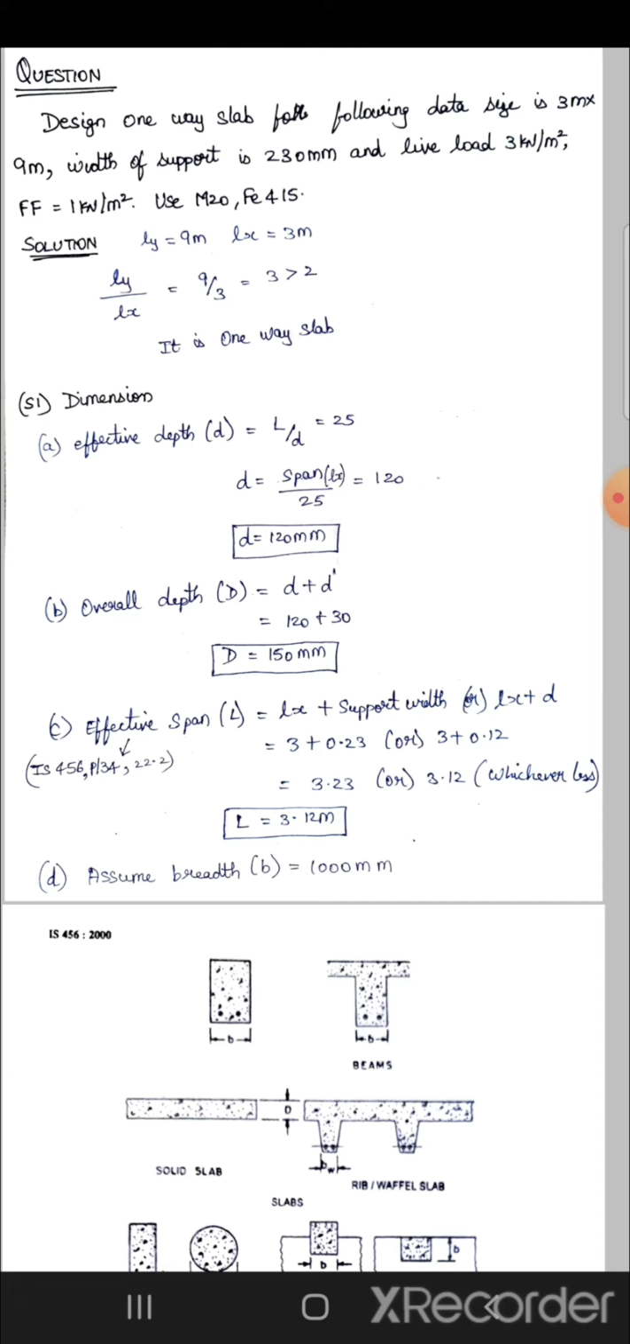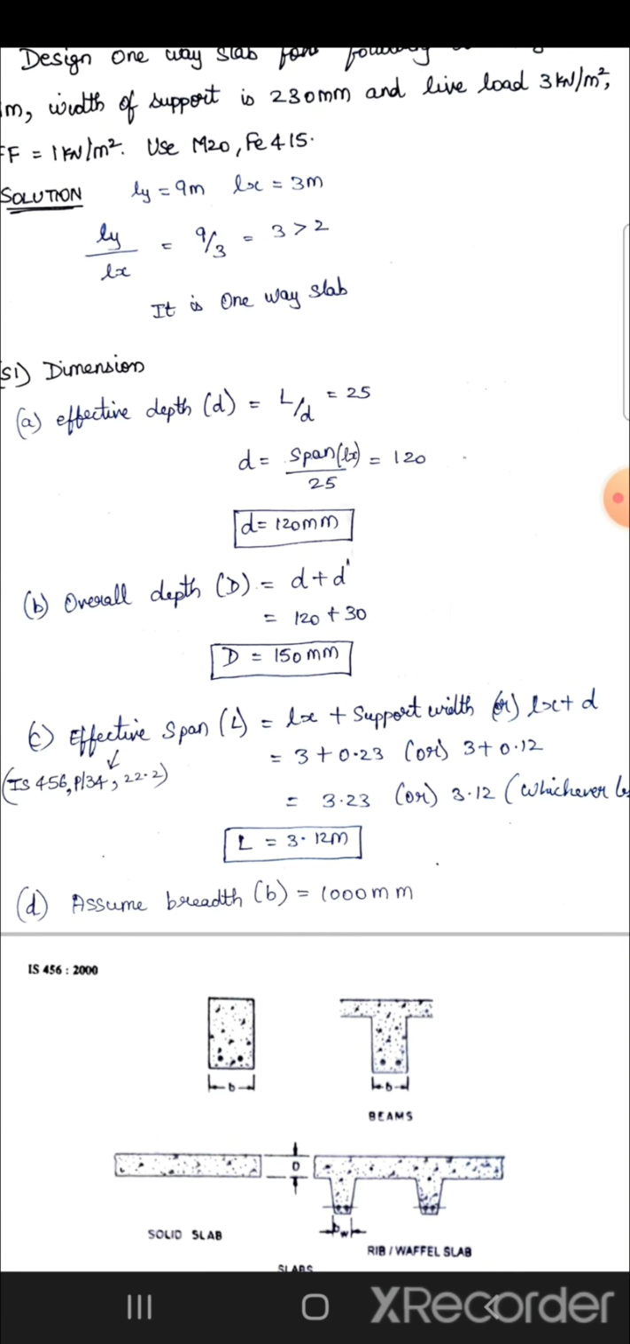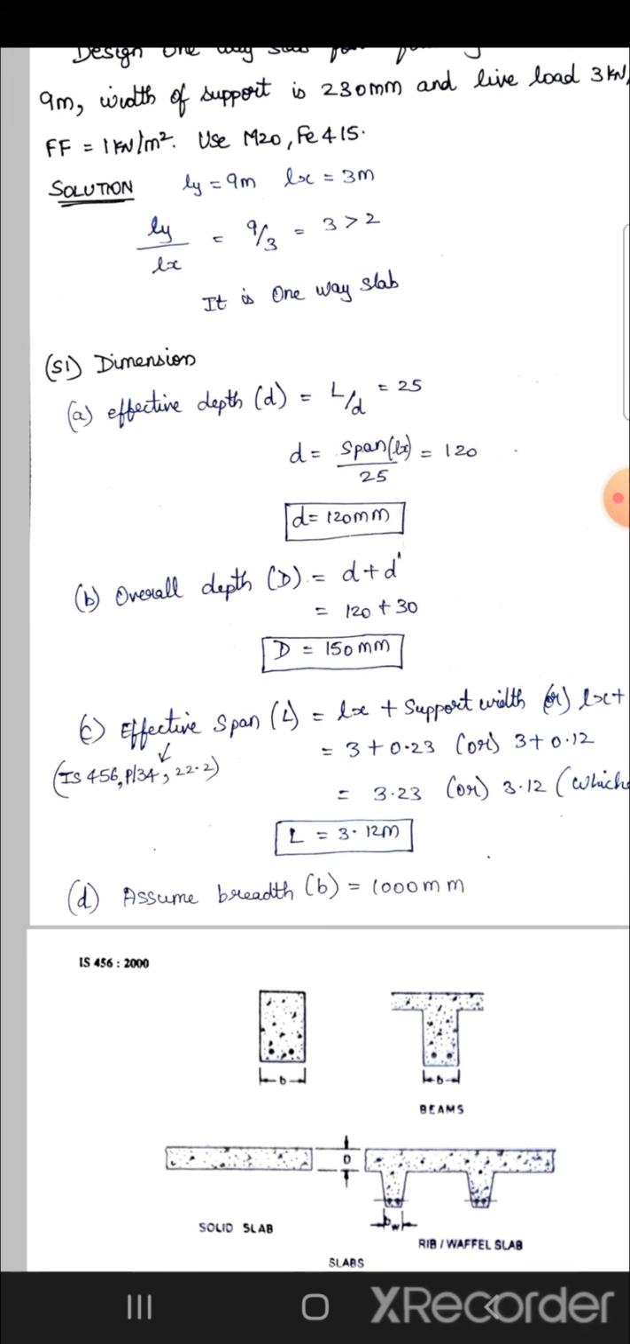First step is finding type of slab. LY is long span 9 meter, LX is short span 3 meter. Formula for calculating type of slab is LY by LX. So the answer is 3, which is greater than 2. So it is one-way slab.